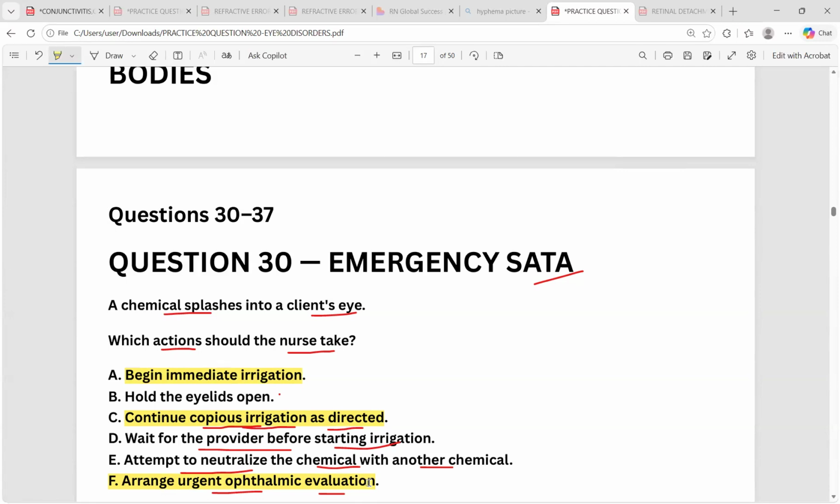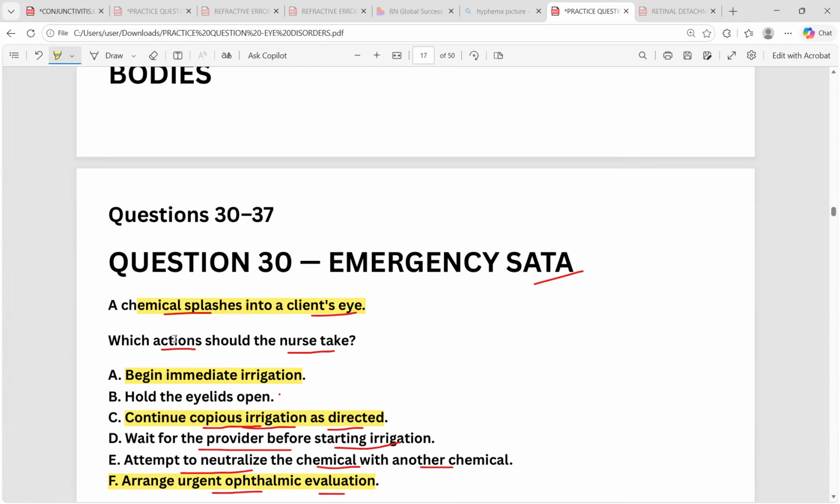This is about when we do irrigation. The client is coming in front of you with splashes of chemicals. In what are the appropriate nursing actions? That's the question. So if the nurse is opening the eyelids, is it appropriate or inappropriate? You can choose it. While doing irrigation, if the eyes are closed, is it possible to remove the complete chemical from the eye?